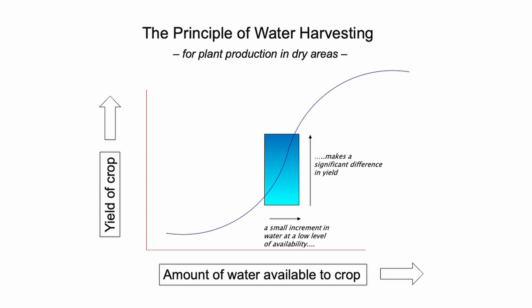Please study this diagram carefully. It is a conceptualization of how plants react to water at low levels of availability and shows how water harvesting can make all the difference when moisture levels are critical. Note especially the box in the center. A small increment in water availability can make all the difference between crop failure and at least some harvest.